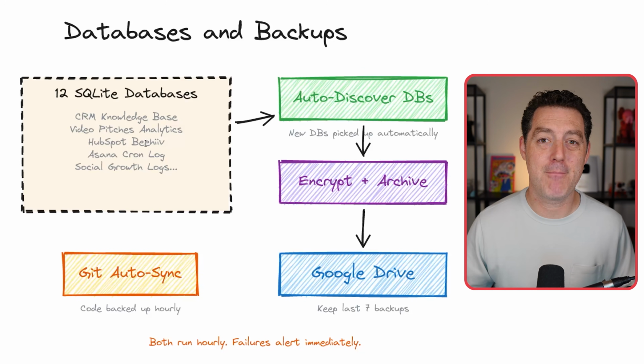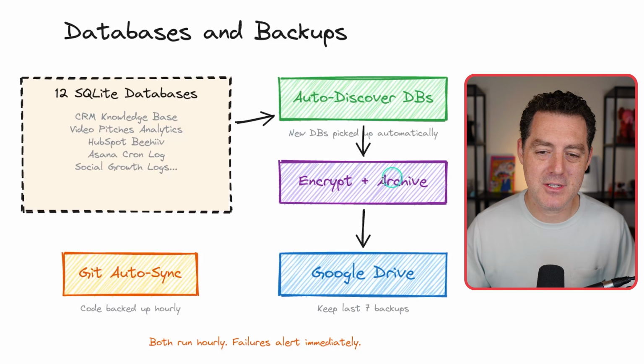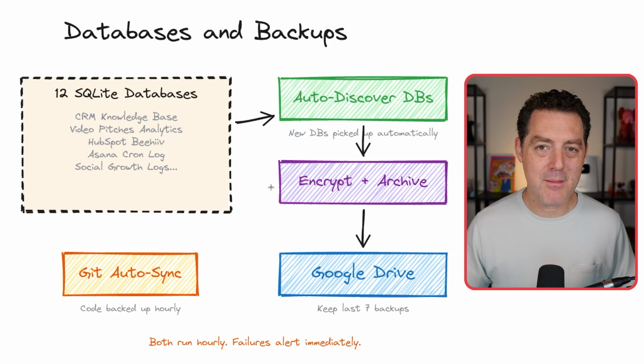Then, of course, I have my code. All of my code is stored in Git. I push to GitHub. All of that is backed up frequently as well. Basically every hour I do that. So it auto discovers any new databases, it encrypts it and archives it, and then it sends it to Google Drive. And I have Git autosync, which is backed up hourly. And if any of the backups fail, I get alerted about it immediately.